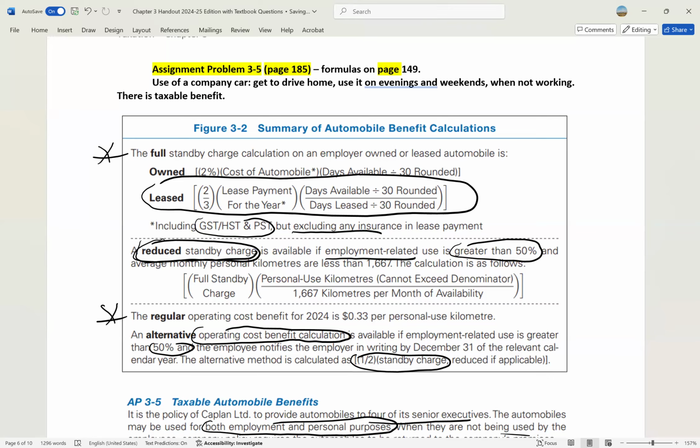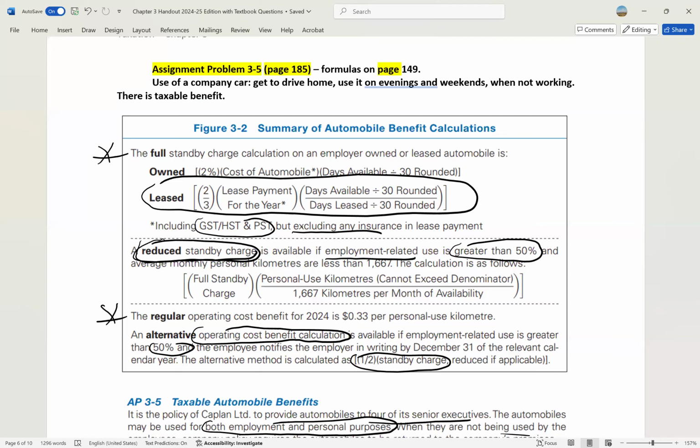Now, this is the lease payments for the entire year, not just for the 8 months that he was using the car. It's kind of implicit in the question that the company is going to lease the car throughout the entire year, but he only gets use of it for the 8 months.